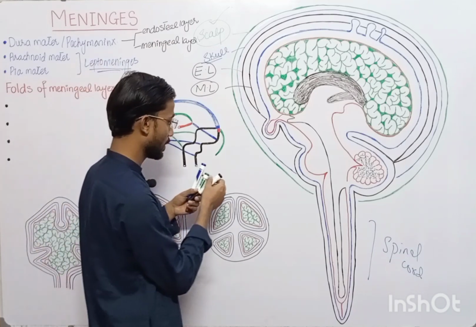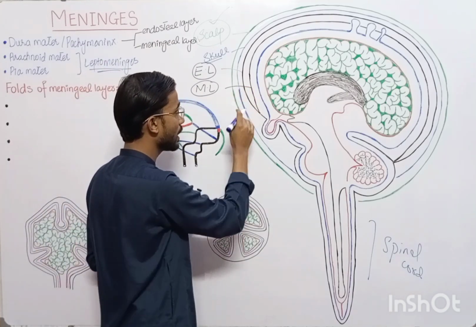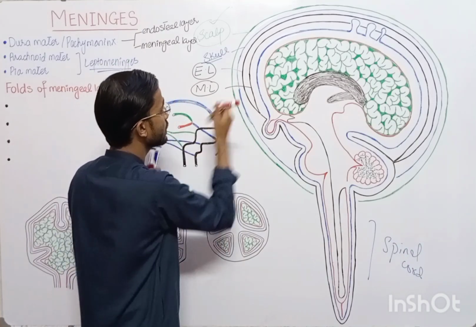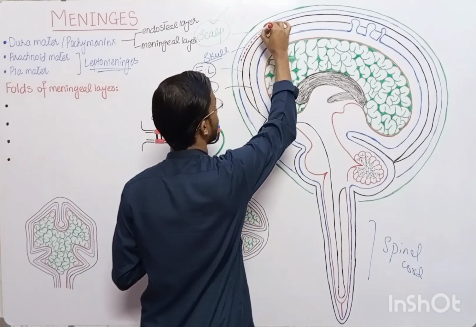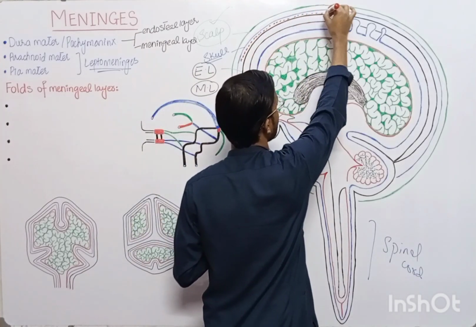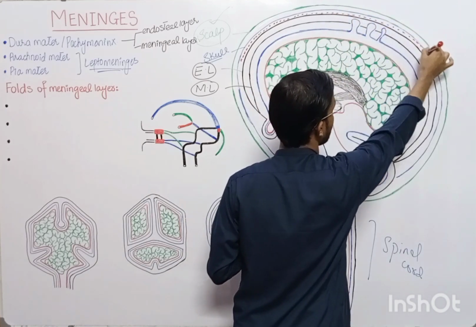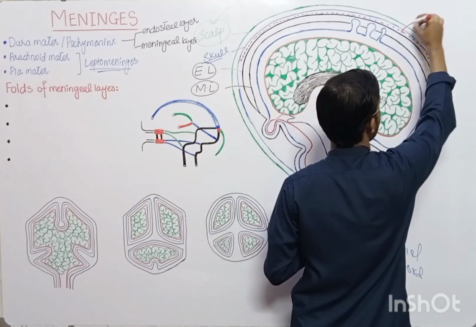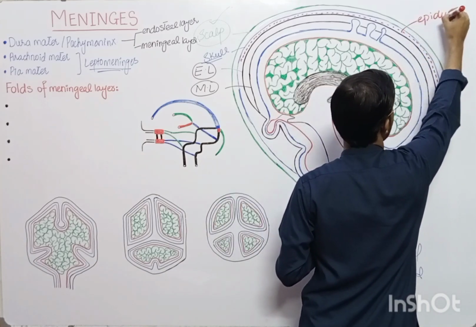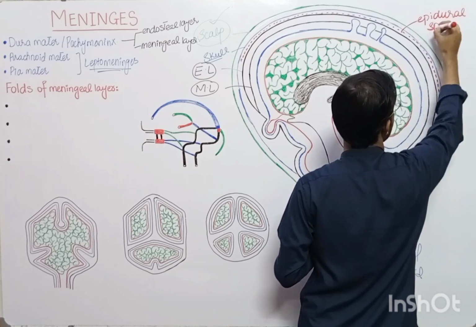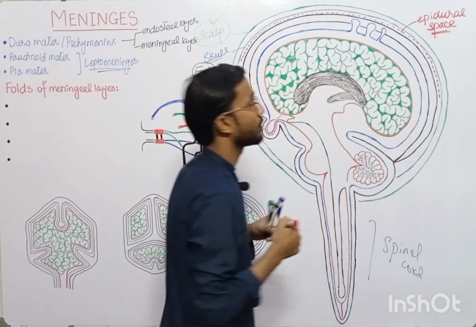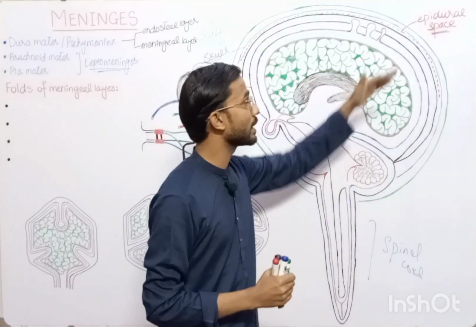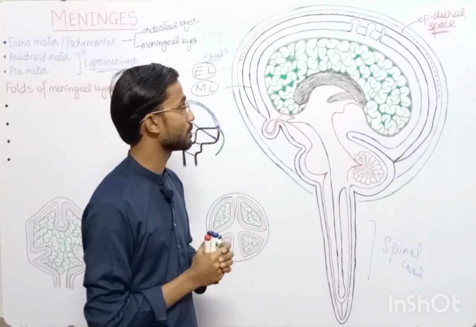And here you can see the skull bone and the dura mater. There is a space. Here you can see, this is a space. The space which is present between the skull bone and the dura mater is called the epidural space. Above the dura mater, the space which is present above the dura mater is called epidural space.